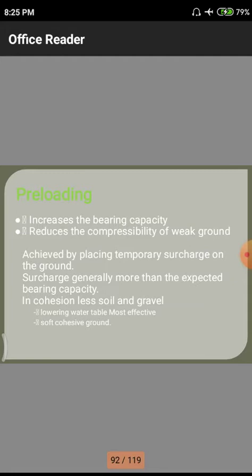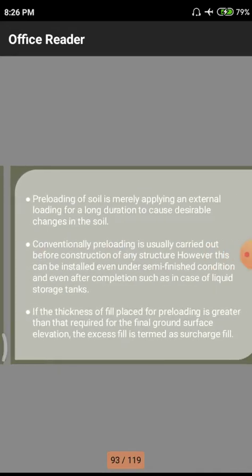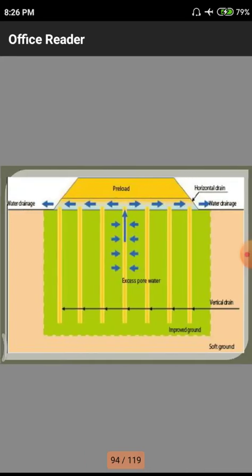What is preloading and what are the factors that influence it? First of all, these preloading techniques are mainly used to improve the bearing capacity of the soil, and it decreases the weakness which lies in the particular soil. Those weaknesses will be removed by adding a huge load onto the particular structure. Next, all these are a few points related to preloading.